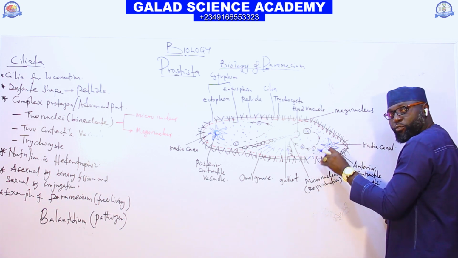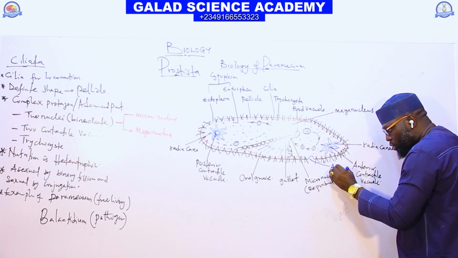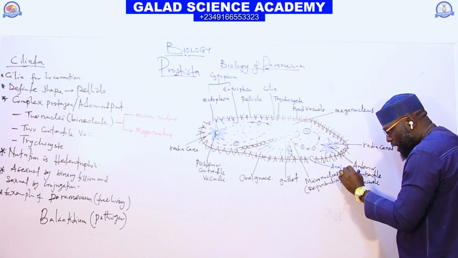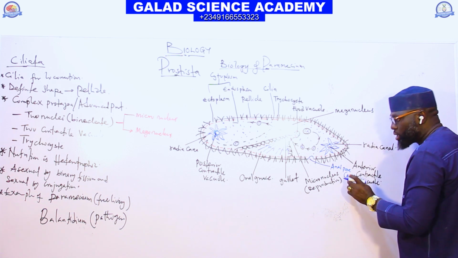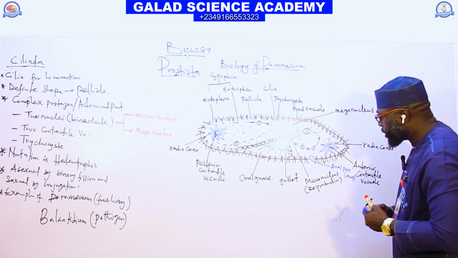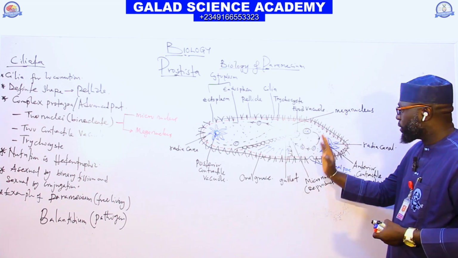undigested food particles are ejected out. We call it the anal pore or anus. So this one is used for the ejection of undigested food particles in Paramecium.